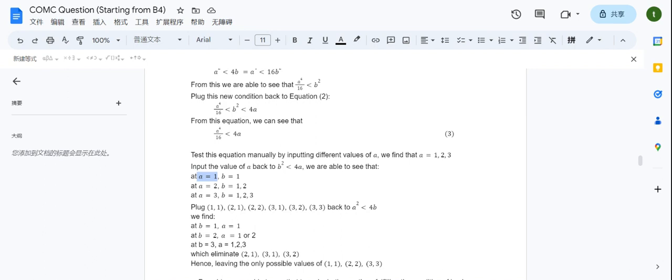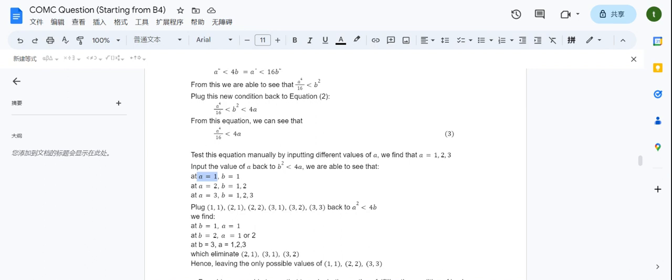Why not b is equal to negative 1? Because we stated before that in order to make both b squared less than 4a and a squared less than 4b work, both a and b have to be positive. So in this case, the only viable solution left for us is b is equal to 1. Okay, b is equal to 1.